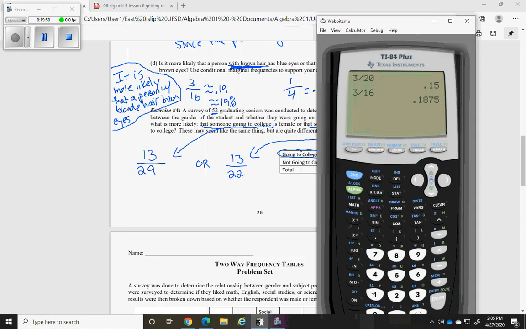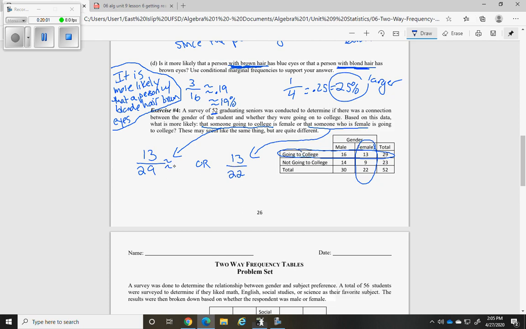And I want to do 13 divided by 29 to get about 0.45, which is about 45%. Let's write words with this. About 45% of people going to college are female.